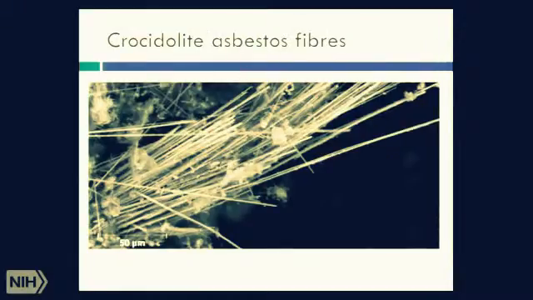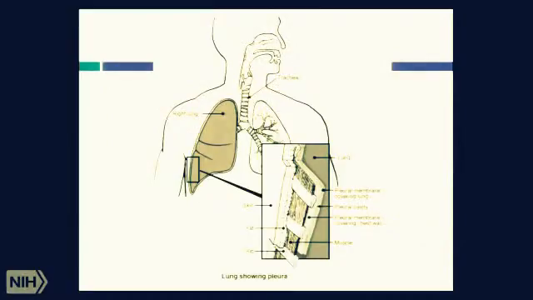And what's so special about these fibres is the size and shape. You can see that these are like little sharp needles. And what that means is that they can be inhaled as we breathe into the trachea, go into the lung and penetrate right through to the pleura.